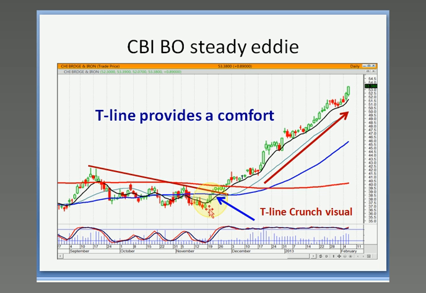I'd rather buy knowing that if there's a T-line crunch, the buy signals, which is all visual, and a breakout through a downtrending resistance level, I know that I can stay in this position as long as I don't see a sell signal and a close back below the T-line.